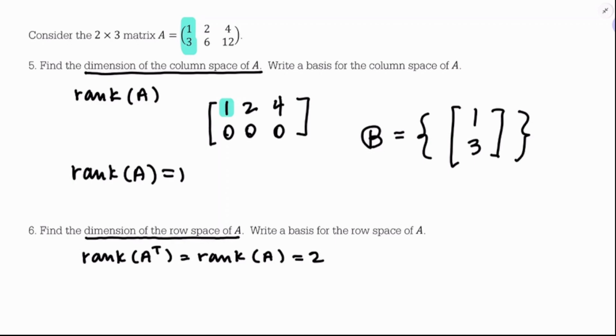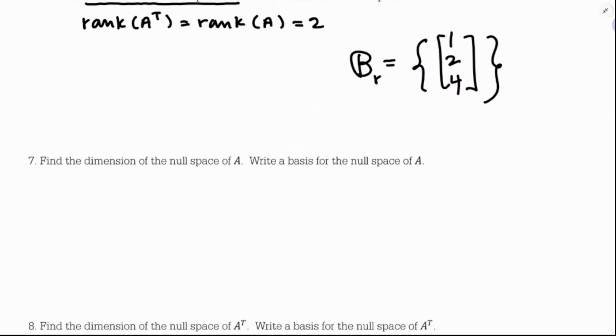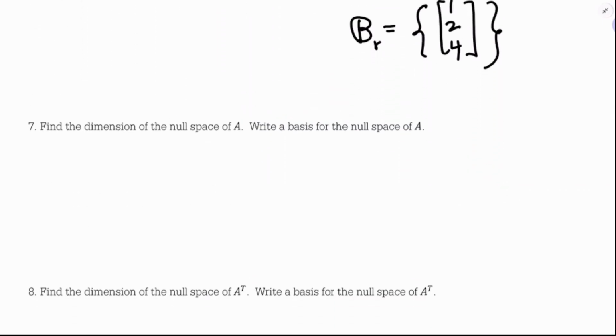Okay, so find the dimension of the row space, write a basis for the row space. The row space of A is going to be a subspace of R3. So the basis for the row space is going to be 1, 2, and 4. And again, just like I was saying on the last page, I'm not going to be writing these as row vectors just because it's not the best way to write a vector.